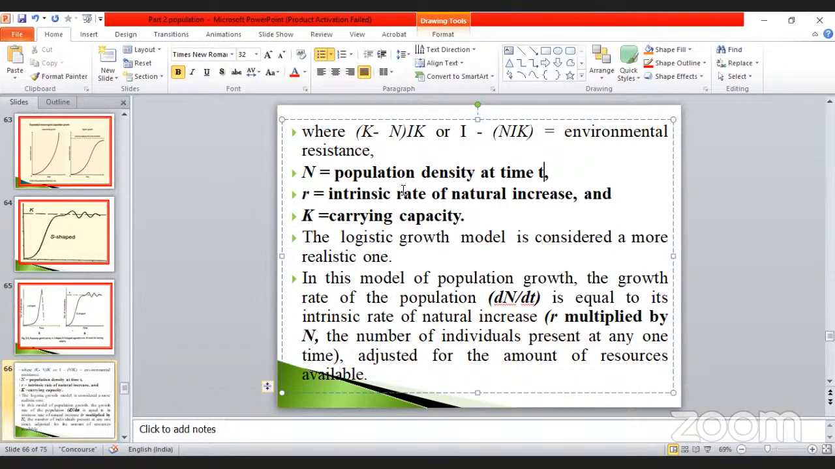The logistic growth model is considered a realistic model. In this model of population growth, the growth rate of the population dN/dt is equal to its intrinsic rate of natural increase r multiplied by N, the number of individuals present at any one time, adjusted for the amount of resources available. So already we know this is the change in population over the change in time, and the population density depends on time.